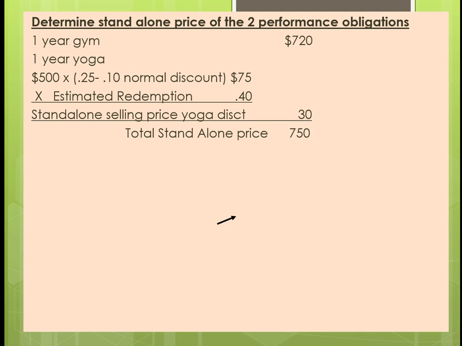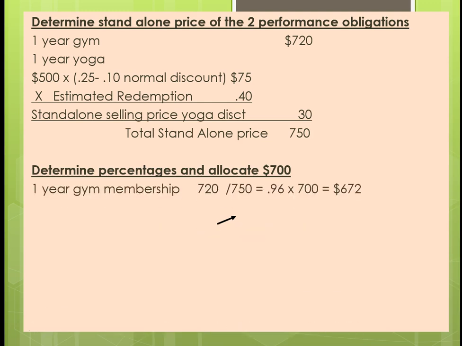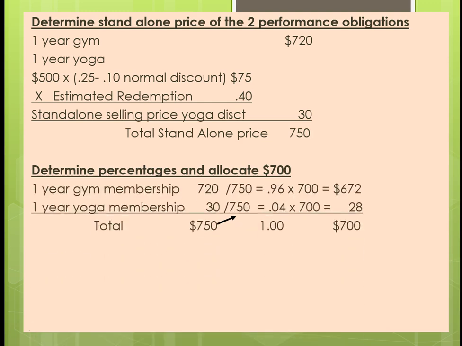So we have 1-year gym and yoga, we've got a coupon that normally costs $500, and what we're going to get is 25% minus 10, which is the normal discount, so this is worth $75. We estimate 40% will redeem, so the standalone pricing on the discount is $30, giving you a total standalone price of $750. Now we have to allocate the $700, and we end up with $672 for the gym membership and $28 for the 1-year yoga coupon.